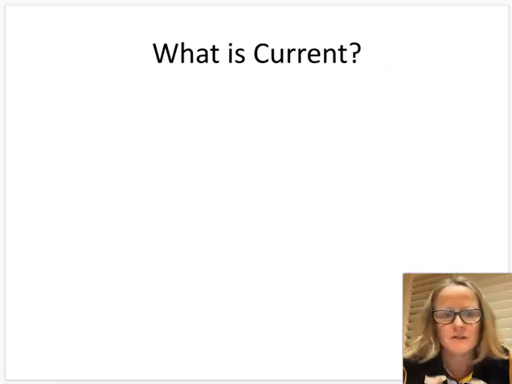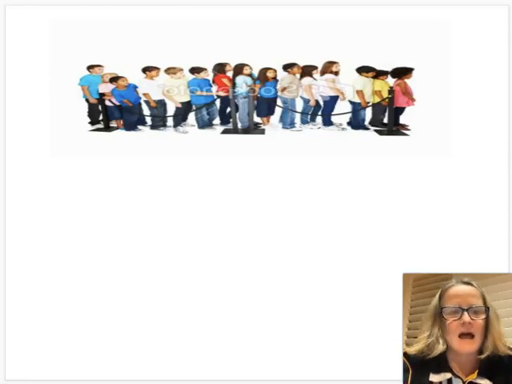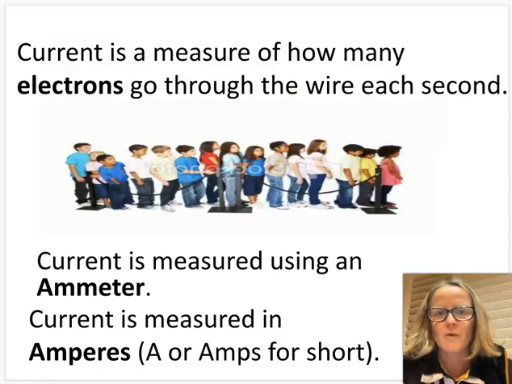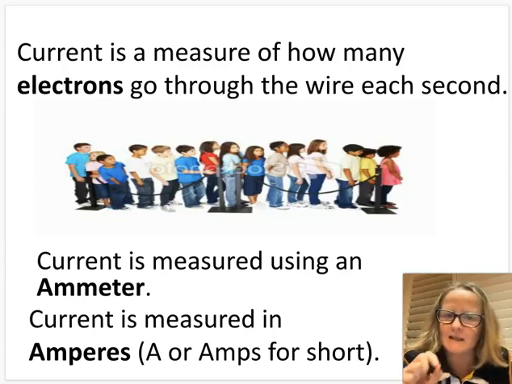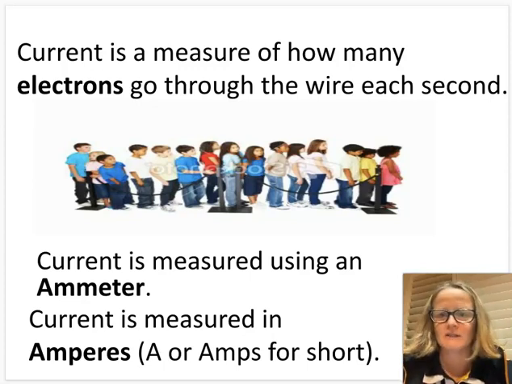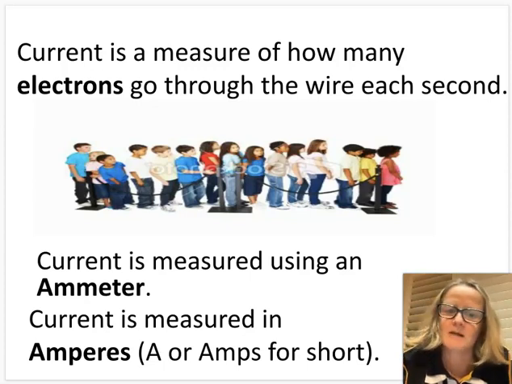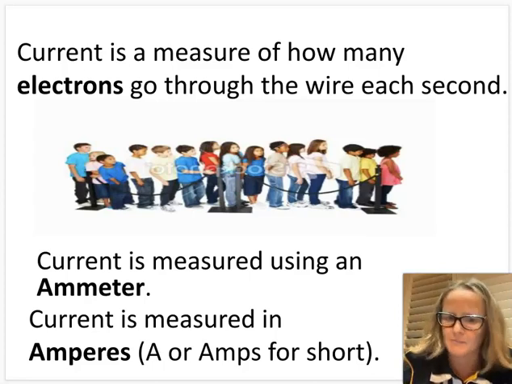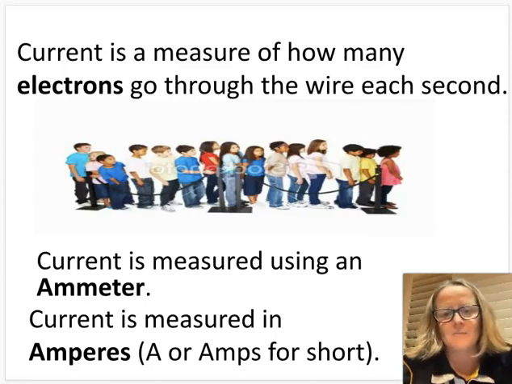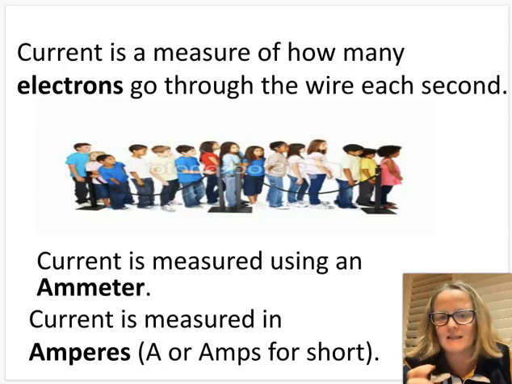So for current, we're going to picture this group of children. For current, we really want to measure how many electrons go through the wire each second. So our children are representing our electrons coming out of the battery and moving through our wires. If we were using a circuit, we would measure them with an ammeter, but we could count the children, and you'd measure them in amps or amperes. So let's have a look how this analogy would work for a circuit.